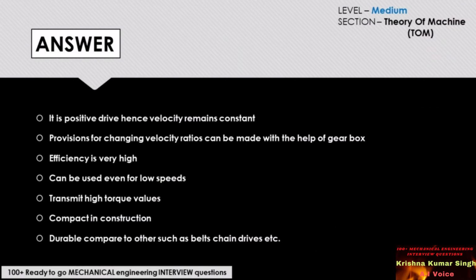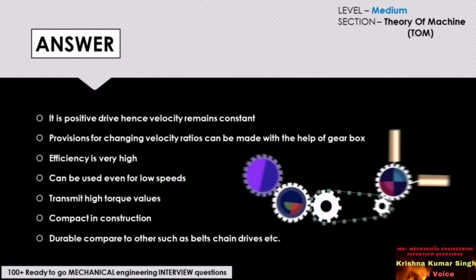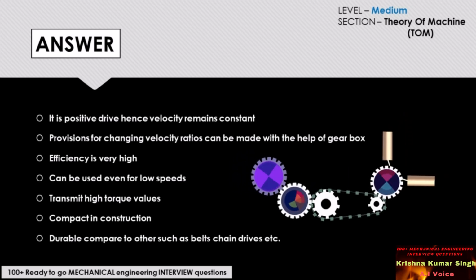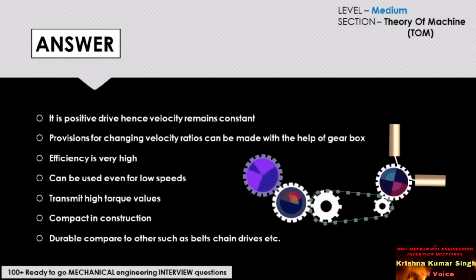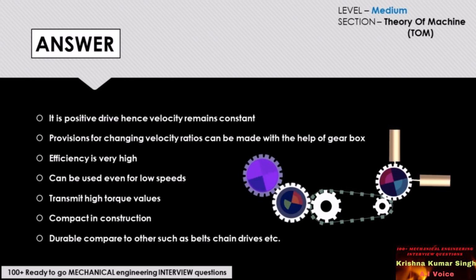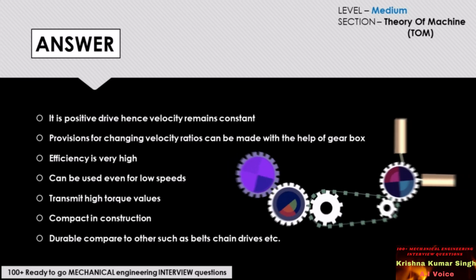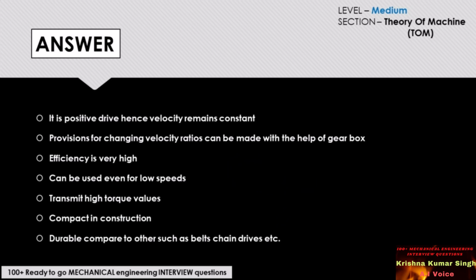The answer to this question would be a gear drive is a positive drive and hence velocity remains constant. Provisions for changing velocity ratios can be made with the help of gearbox. Their efficiency is very high. They can be used even for slow speeds, transmit high torque values. They are compact in construction and durable as compared to other such belt chain drives.